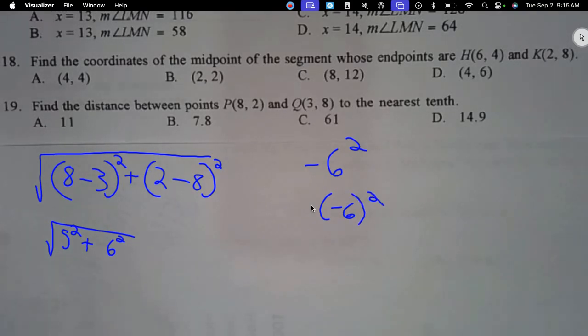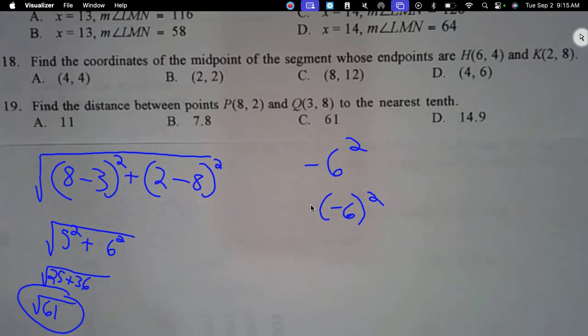Or you can just avoid that and just know, oh, I'm going to square this in a second, so let me just go ahead and make it positive. I don't know if that makes sense to y'all or not. Which it is really negative 6 right there. But what's 5 squared? And what's 6 squared? 36. What is 25 plus 36? 61. Square root of 61, then you would find your answer.